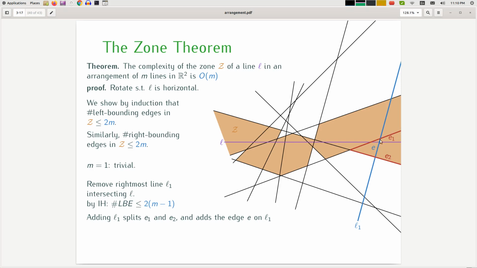So let's just focus on edge E1 here. Edge E1 is intersecting line L1, let's say at this point P. But by definition, L1 was the rightmost edge, which means that this other line, let's call it L prime, is to the left of line L1. So it intersects line L to the left.